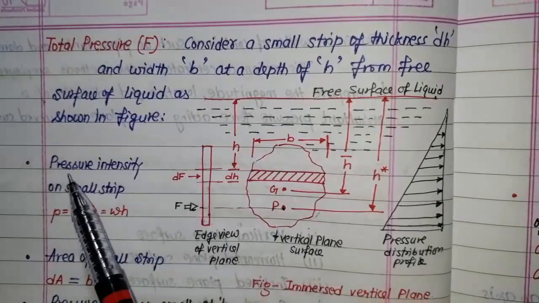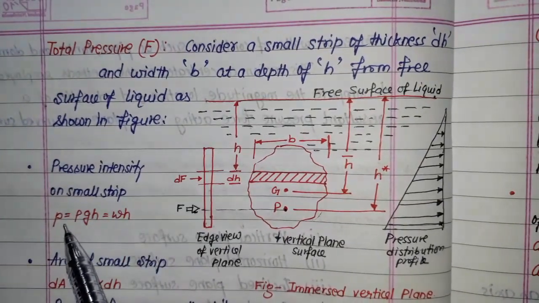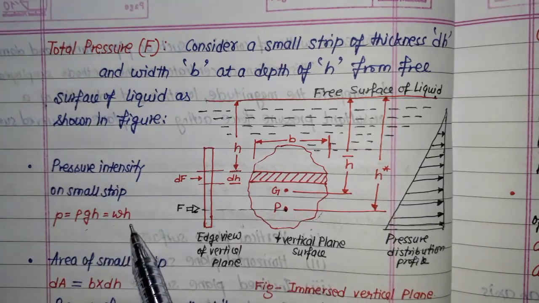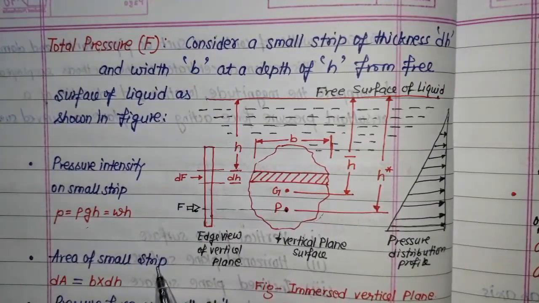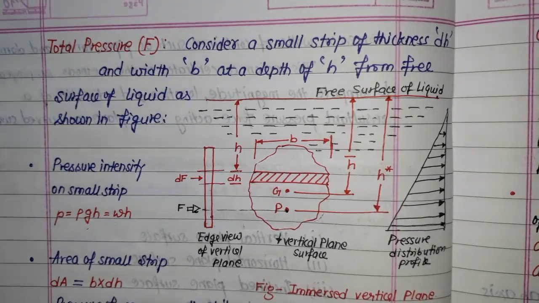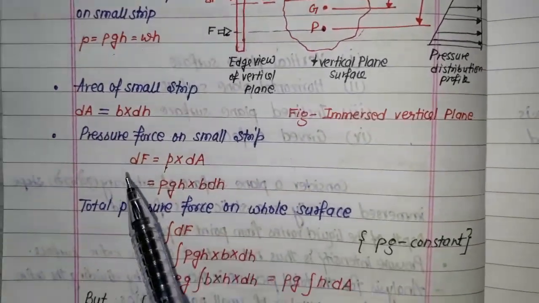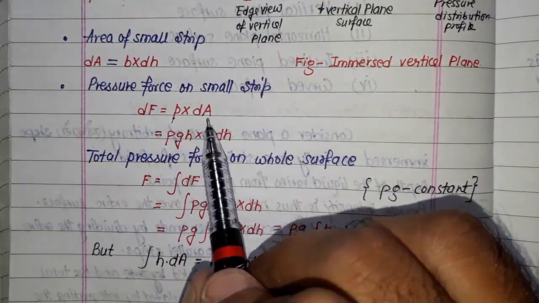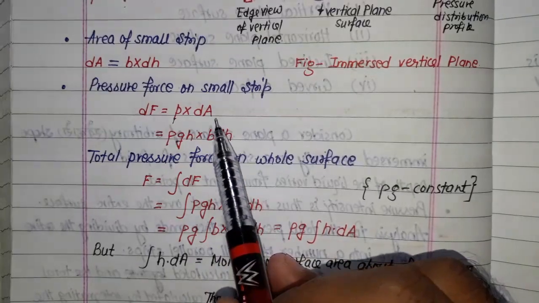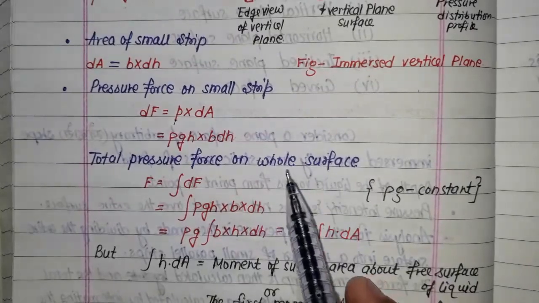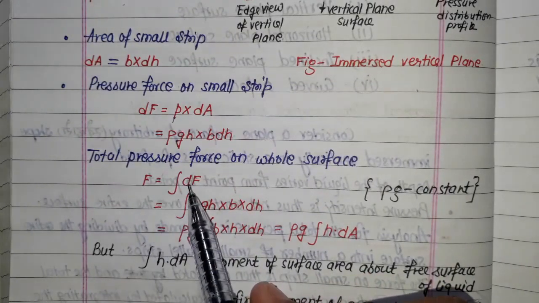So here the pressure intensity on the small strip, small p, equals rho g h, and this rho g is also equal to the specific weight, w. h. Now the area of the small strip, dA, is equal to b dh, where b is the width and dh is the thickness. So the pressure force on the small strip is equal to the product of pressure and area, that is p into dA, where p equals rho g h and dA is b dh. So now the total pressure force on the whole surface, F, we can find by integrating dF.